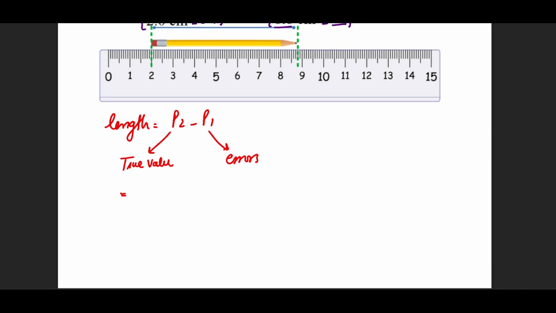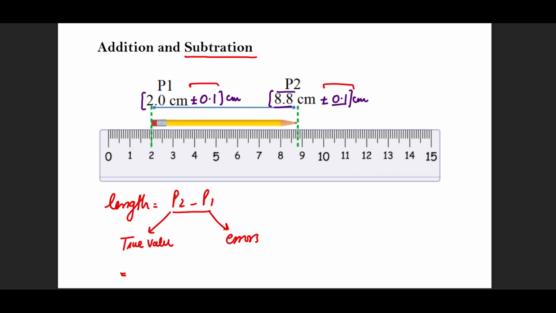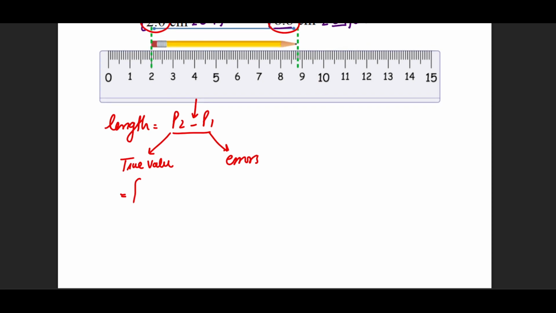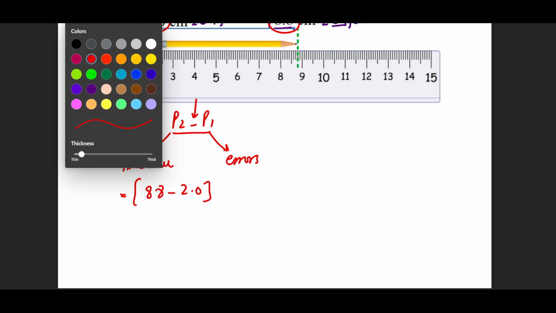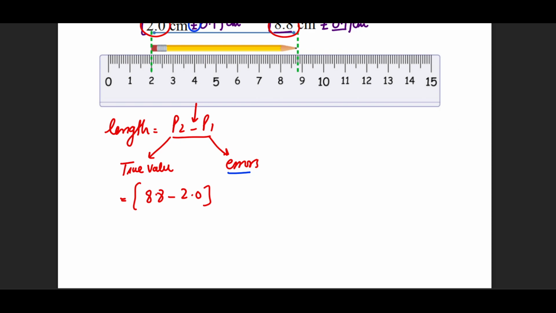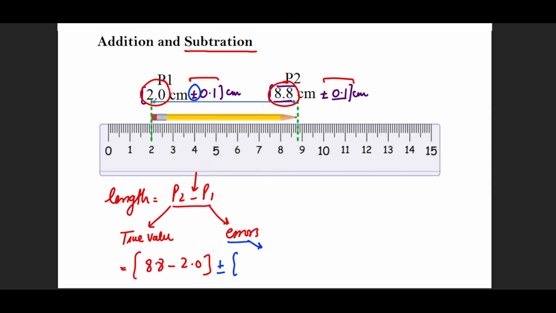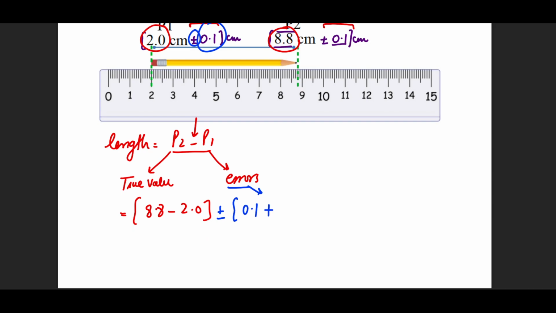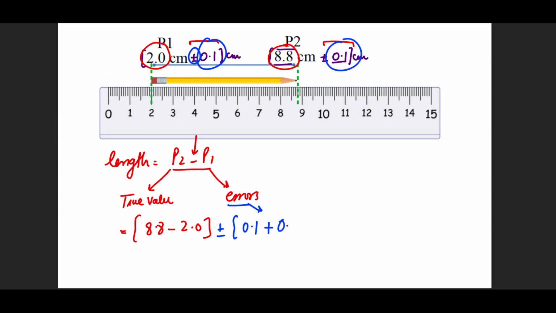You follow the function, which is subtraction, but you use the values. So for the true value, for the correct answer, you will be using these numbers, which are the actual measurements. And you're supposed to subtract them, right? So this bracket goes away like this. So 8.8 minus 2.0. The next step is that you add the sign of error, the absolute error, in the middle like this. And then you deal with errors separately. How much error is there in the first reading that you're subtracting? That is 0.1. Plus how much error is in the second reading? That is 0.1.